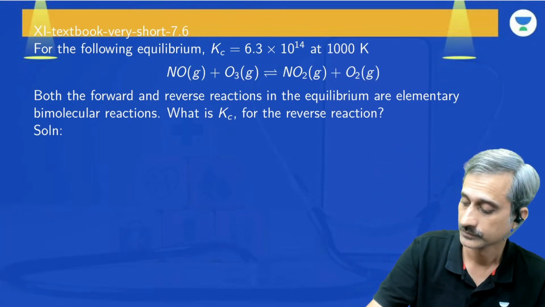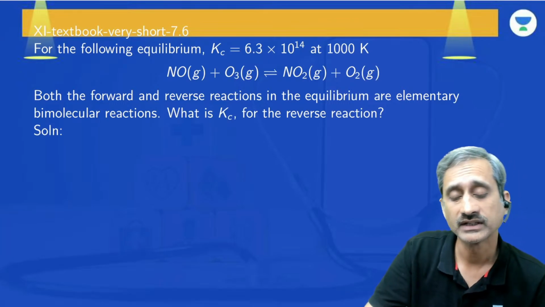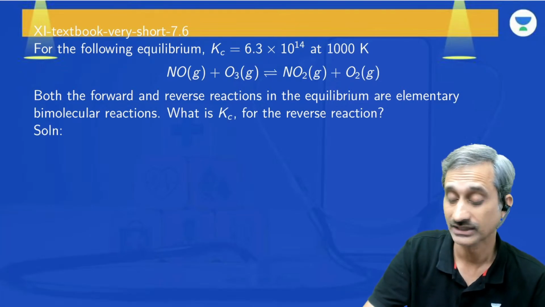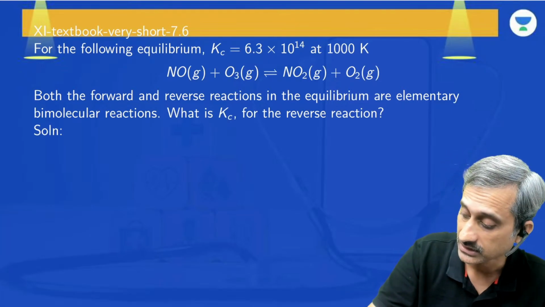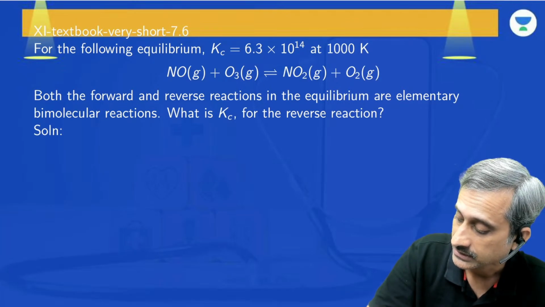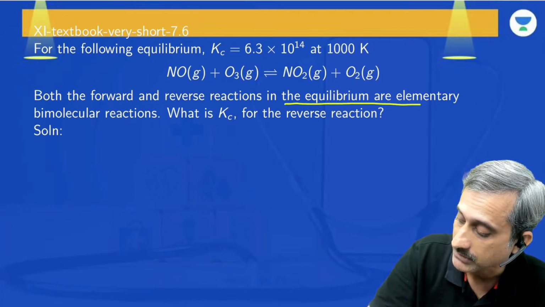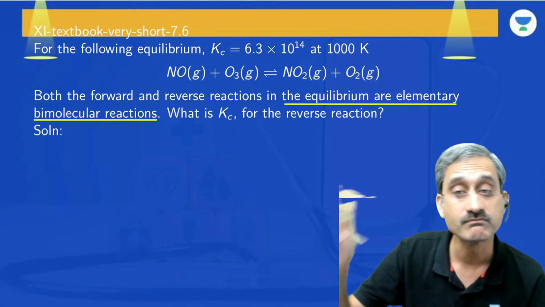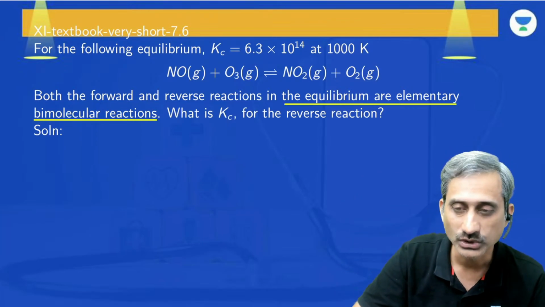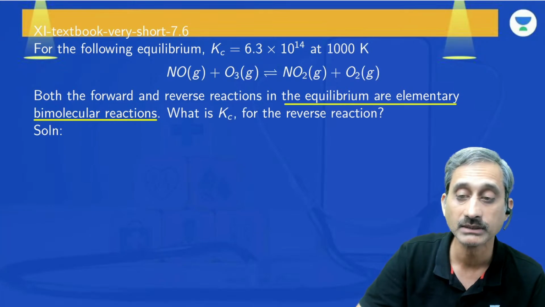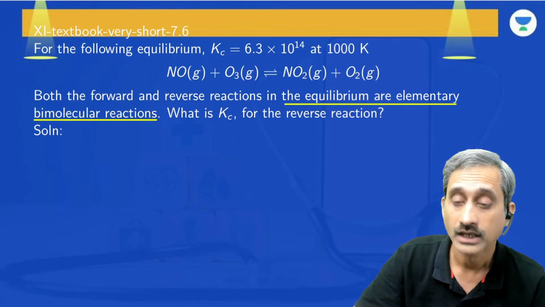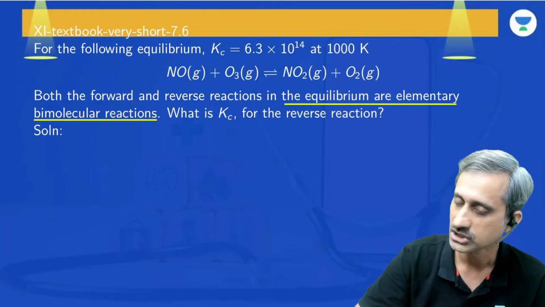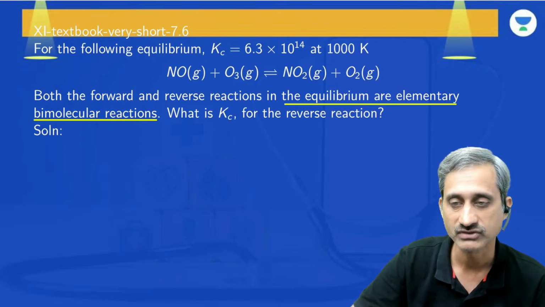Now, one thing more. I told you that whenever we talk about equilibrium equation, these represent the elementary reactions. Now, that was not mentioned in any of the questions, but here they are mentioning it, that the forward and reverse reactions in the equilibrium are elementary bimolecular reactions. There was no need to mention it because it's understood if they are in equilibrium, they have to be elementary reactions. Equilibrium equation represents elementary reaction, but they have mentioned it here specifically, just to confuse you, what was very well known. Nothing more than that.